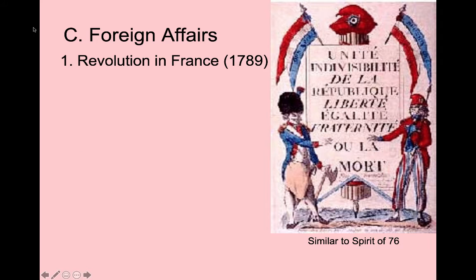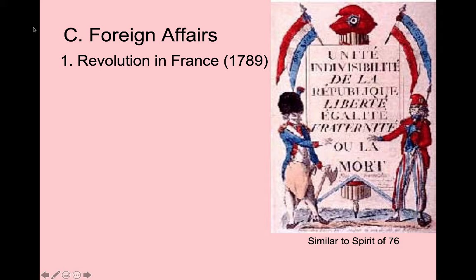This is part 2 in our lecture on the Washington administration for U.S. history. In the last part, we talked about the domestic events of the Washington administration, how he was setting precedents and the development of political parties between the Federalists and Democratic Republicans. In part 2, we're going to look at the foreign policy of the Washington administration.